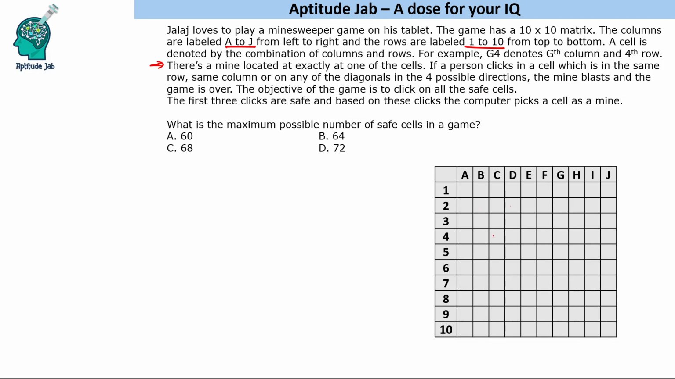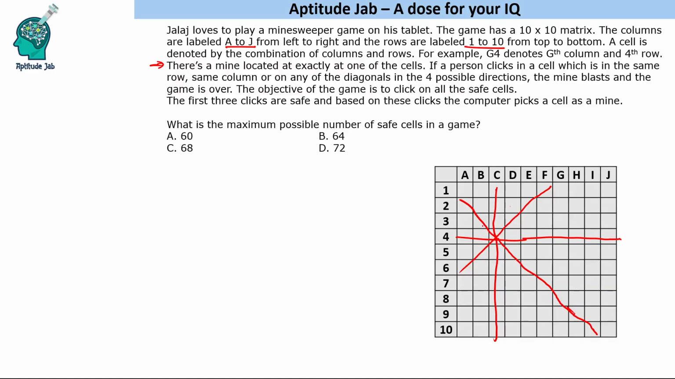Suppose the mine is located here. Let's say this X is the mine. If you click any cell on this row, any on this column, or any of these diagonals, the four directions, if you click on any of these cells, the ones from which the line is passing, the mine will blast and the game will be over. Now how to play that game?